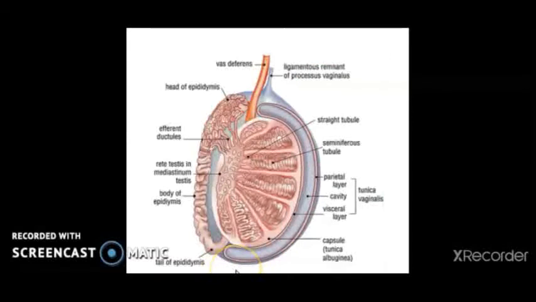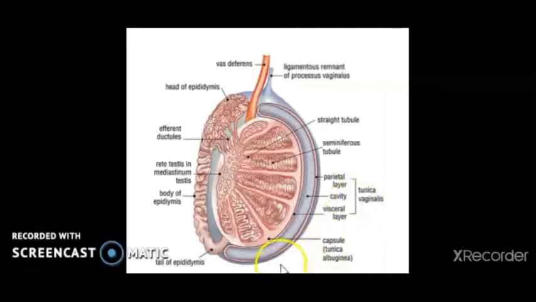Histology of testes. Externally, the testis is covered by 3 layers. The outer layer of the testis is called the tunica vaginalis. This tunica vaginalis is made up of 2 layers. The outer layer is called the parietal layer and the inner layer is called the visceral layer. Both layers combine to form the external covering of the testis called the tunica vaginalis.